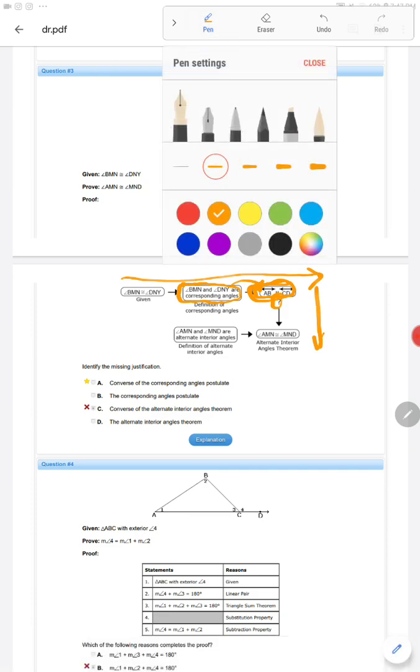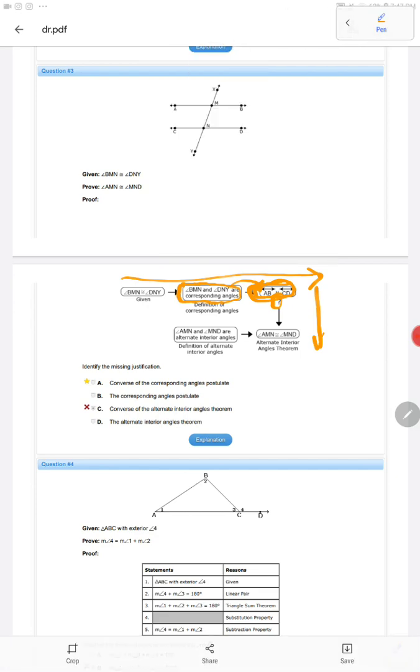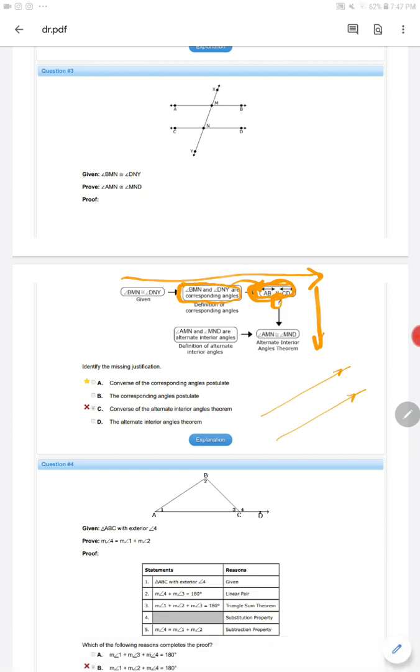Let me just make this thinner a little. Okay, if you have two parallel lines, you must know that they are parallel, and these two angles are going to be equal because they are called corresponding angles. In this case, the reasoning would be corresponding angles theorem.